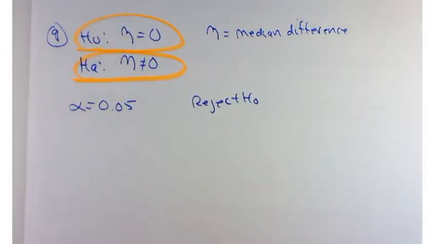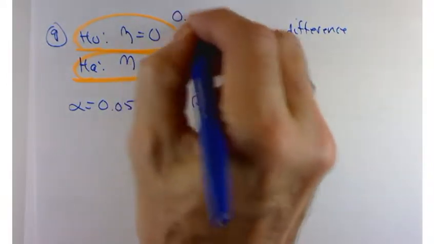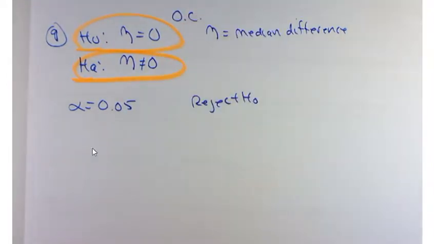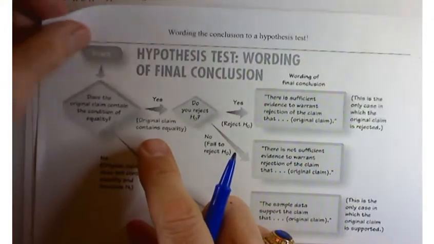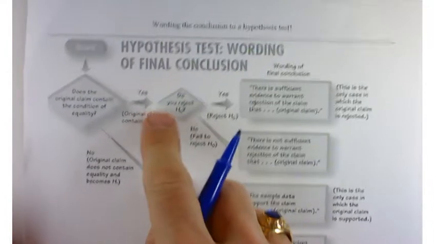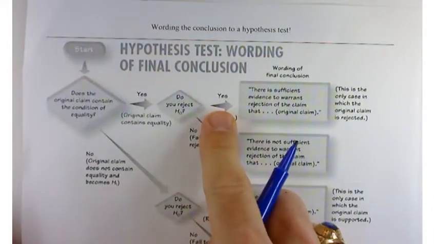I think our original claim was that there was no difference in the ages there. Let me just double check that. Yeah, there's no difference here, so this is our original claim. The original claim contains the condition of equality, and we rejected that original claim.